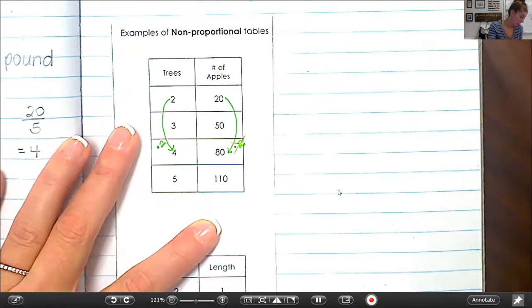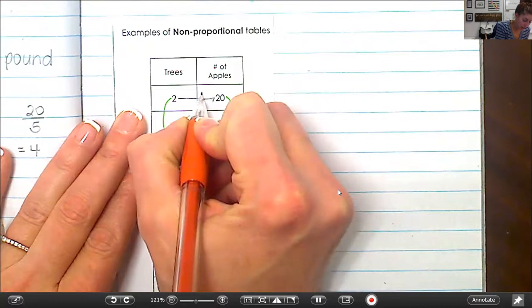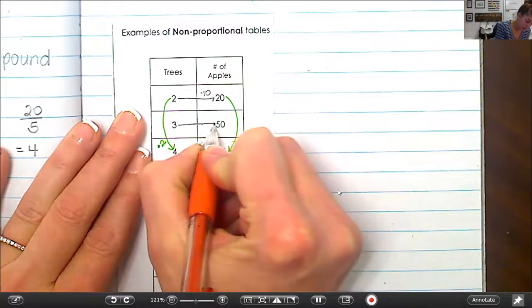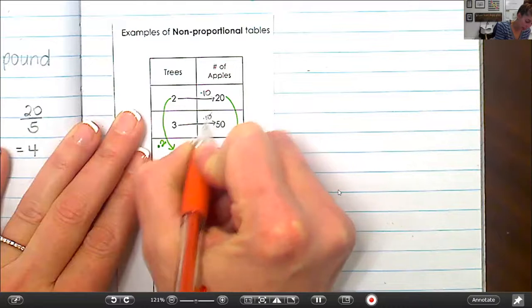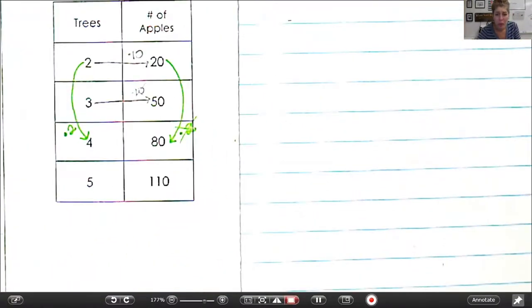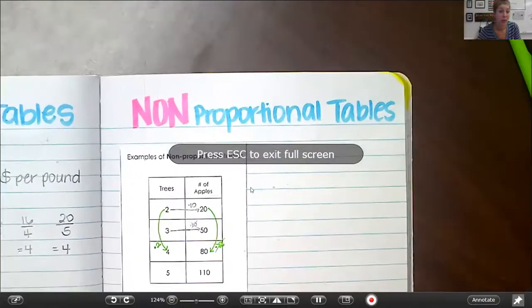Okay. Another one that I noticed. 2 times 10 gets me 20. 3 times 10 is not 50, right? That is not a common multiplier in that table, okay?